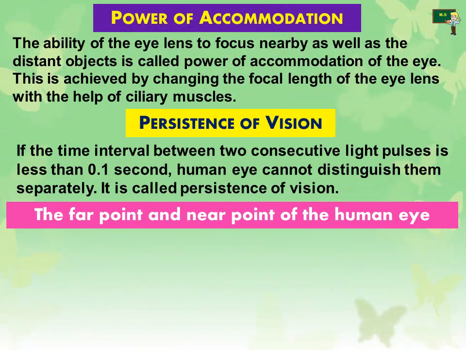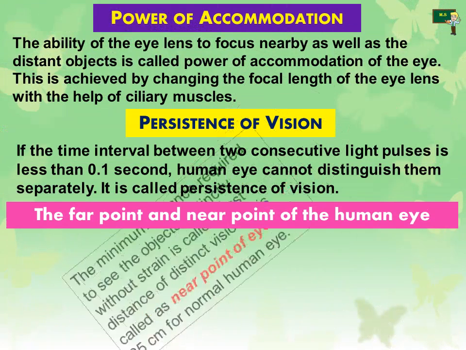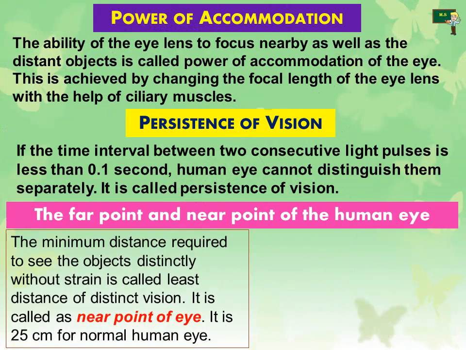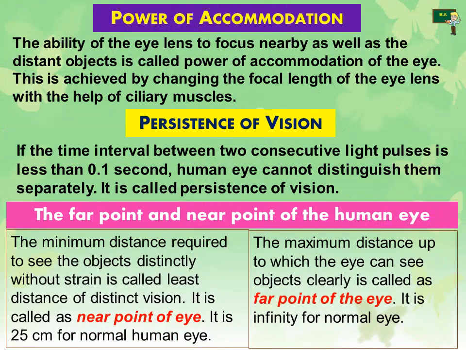The far point and near point of the human eye. The minimum distance required to see an object distinctly without strain is called the least distance of distinct vision, or the near point of the eye, and it is 25 cm for a normal human eye. Then the far point of the eye: the maximum distance up to which the eye can see objects clearly is called the far point of the eye. It is infinity for a normal eye.